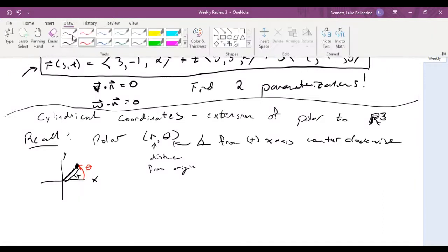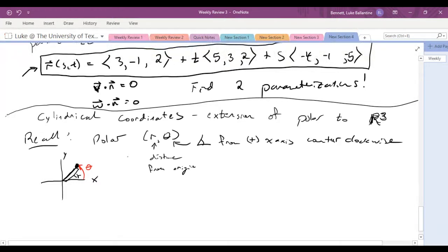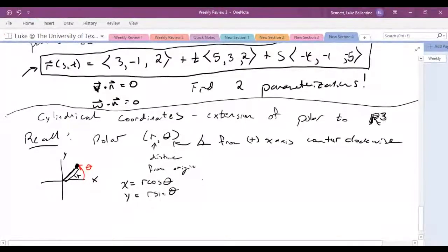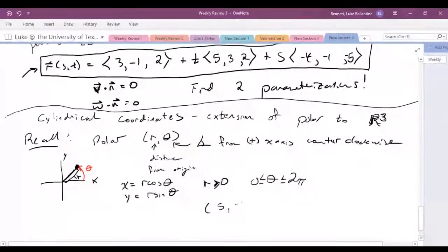Now, to extend this to three dimensions, in polar we have the conversion x is equal to r cosine theta, y is equal to r sine theta. Generally, r is greater than or equal to zero, though I've had some problems where they give you a negative r. You could put some restriction on theta, but you could plug in negative theta, for instance, at the point 5, negative pi over 2. The negative pi over 2 sends it this way, and then we would be 5 units down over here.